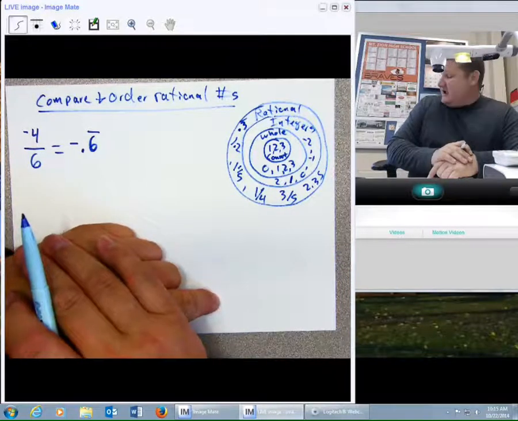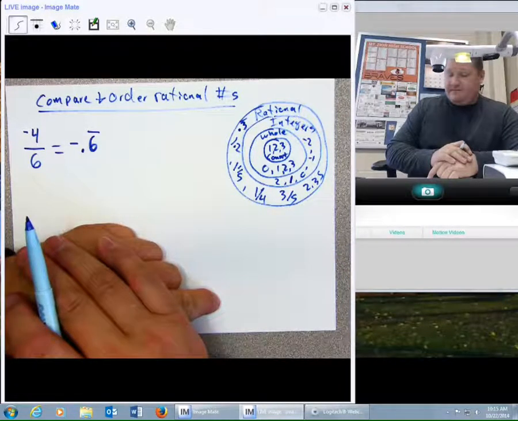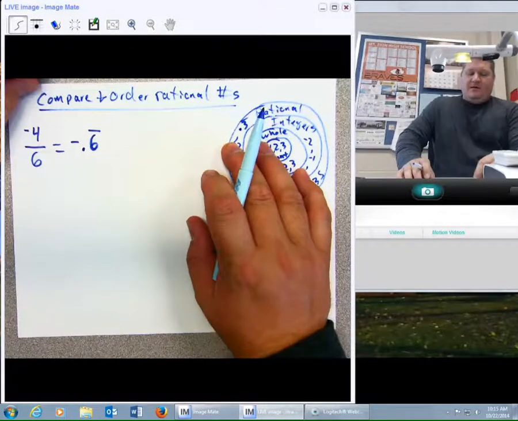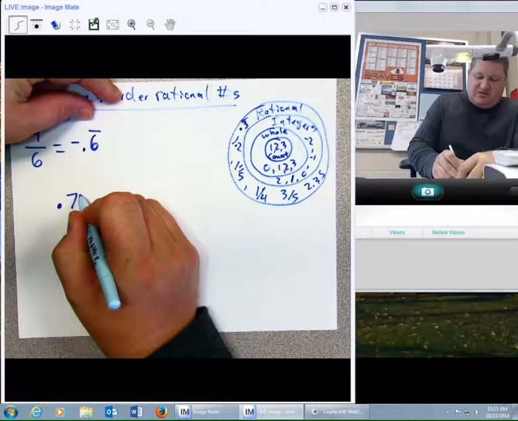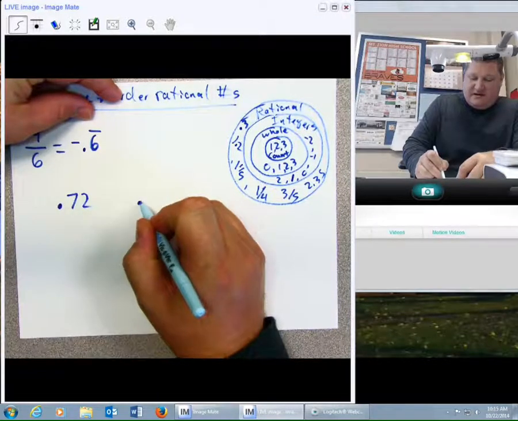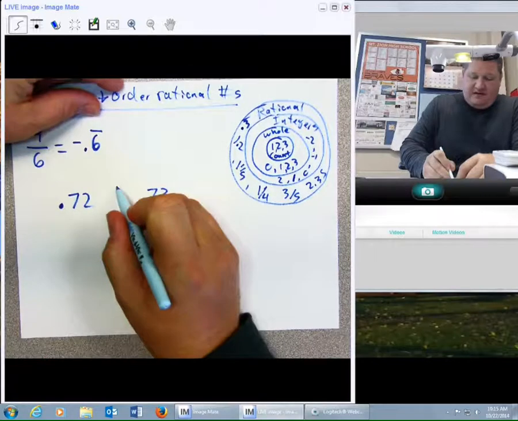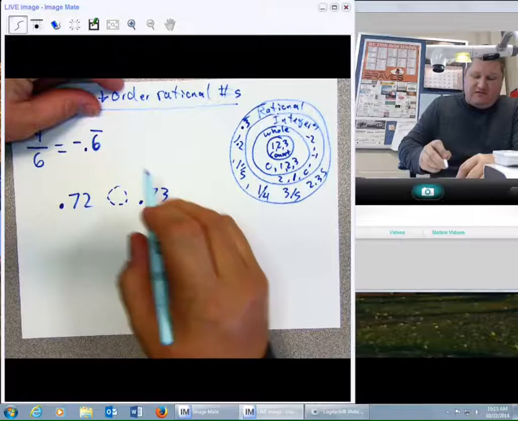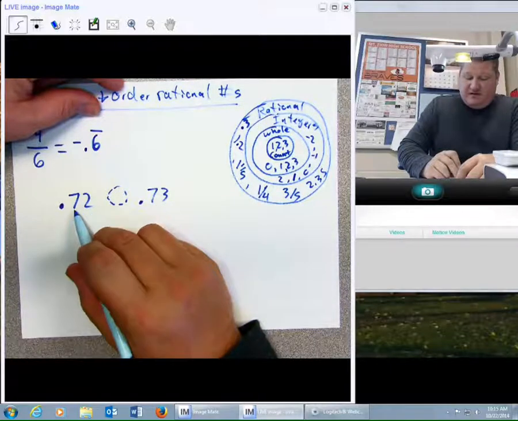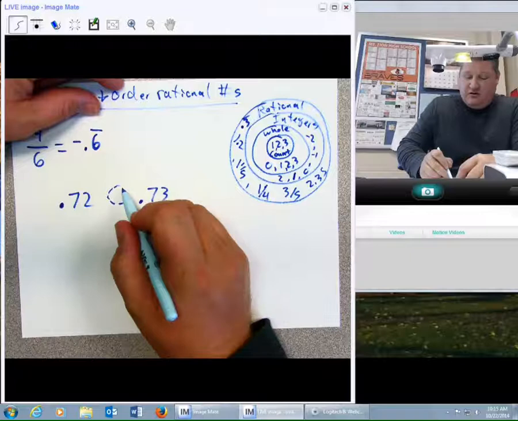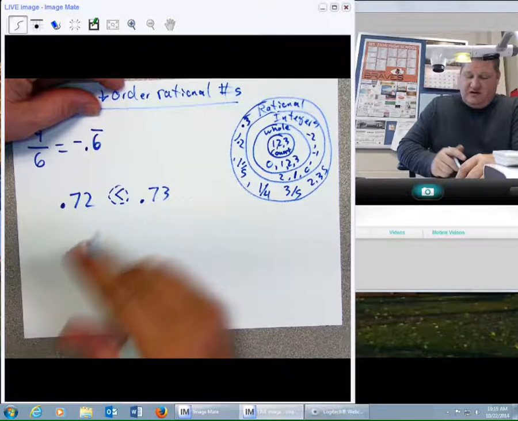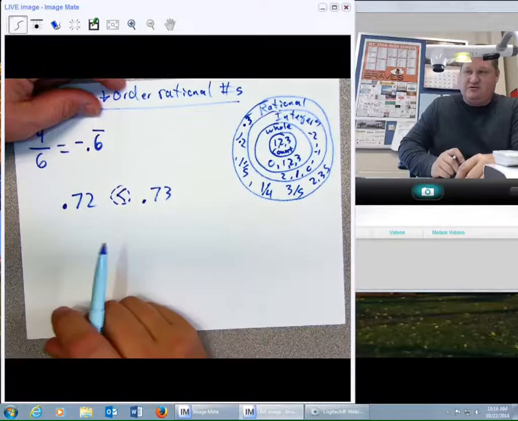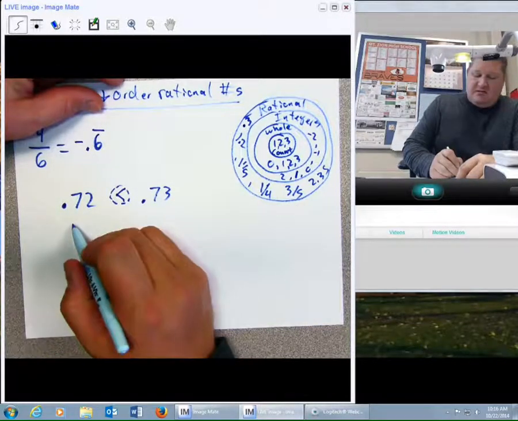Now, once we have that kind of thing, let's try to figure out how to put all these rationals in order. If I have 0.72 and 0.73, it's easy to see that 0.72 is smaller than 0.73. Why? Because 72 is smaller than 73. So we would put the less than sign. You'll notice the small end goes towards the small number, the big end goes towards the big number. But it's not always quite so easy.